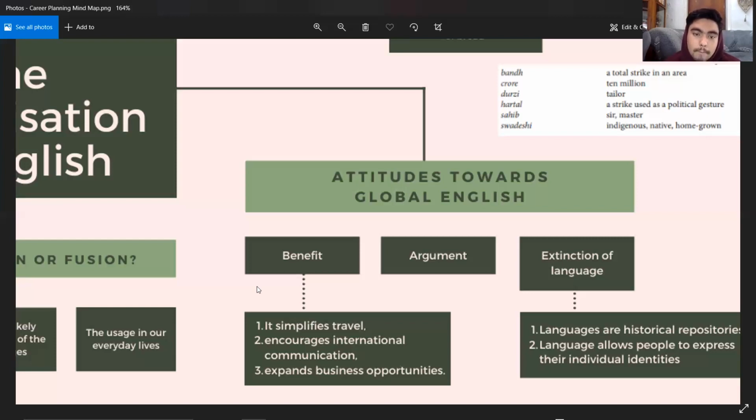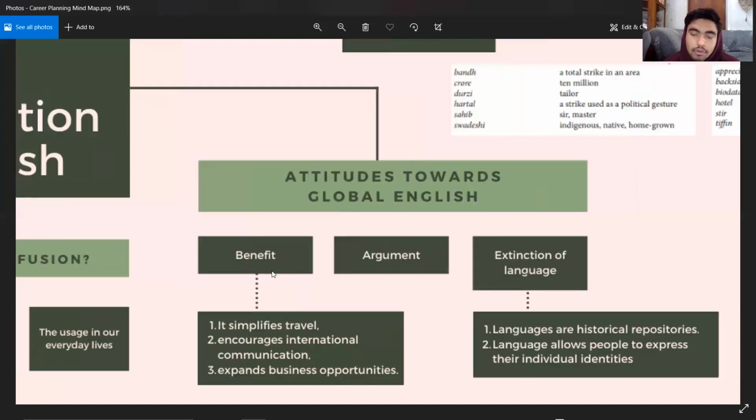Crystal 2000 makes a number of compelling points for why we should be concerned about the extinction of language. The first one, languages are historical repositories. If we lose a language, we lose the history of the people who use that language, especially if it was an oral culture. The second one, language allows people to express their individual identities. Consider how your sense of self would be affected if your native language was supplanted by a universal language, which you were then forced to communicate in.